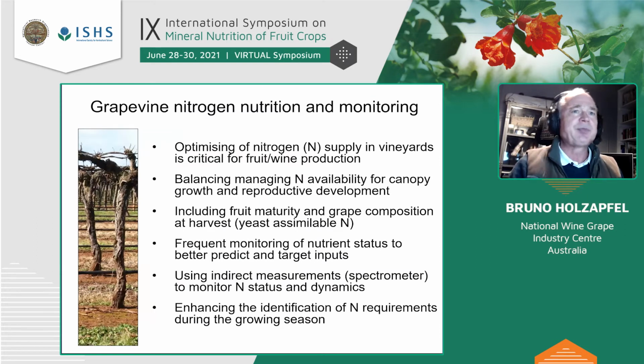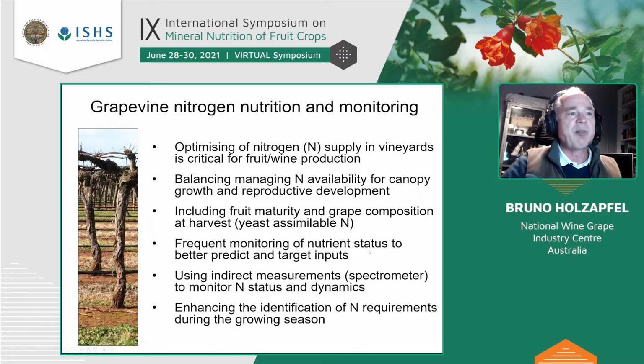Optimizing nitrogen supply in the vineyard is really critical for fruit and vine production. But it's important to balance the nitrogen availability for canopy growth and also for productive development. This means including fruit maturity and grape composition at harvest, particularly if you think about yeast assimilable nitrogen, important for the fermentation.